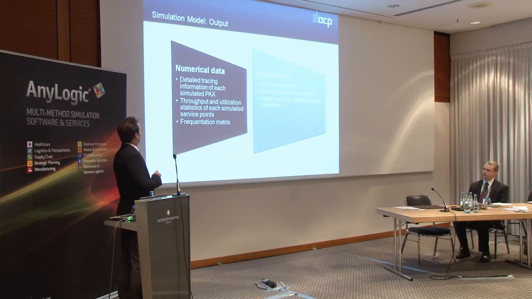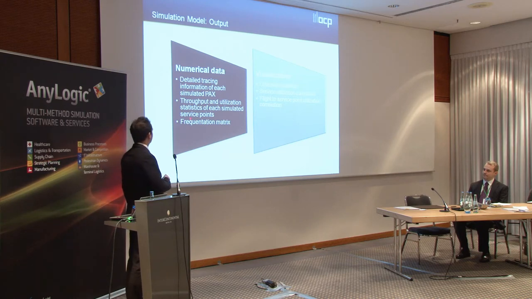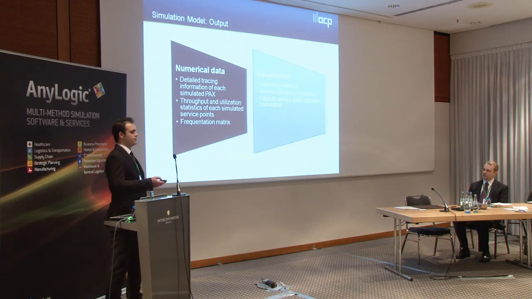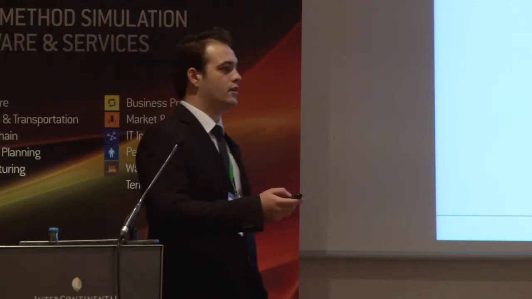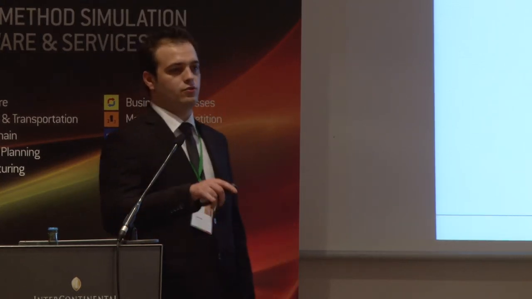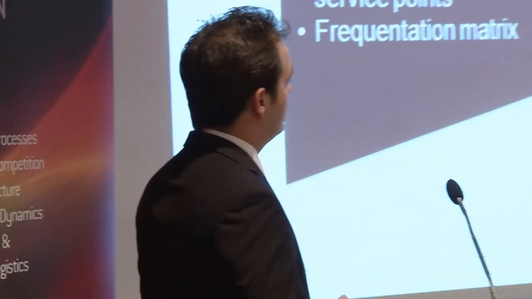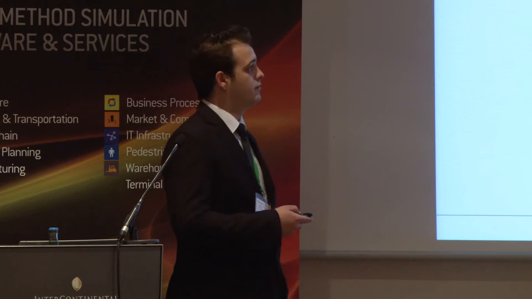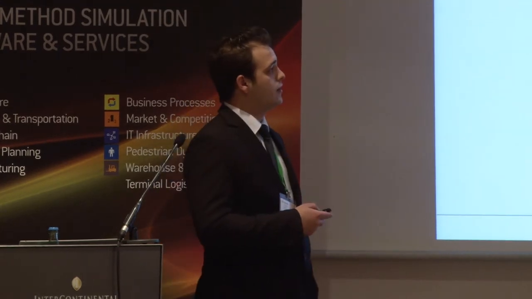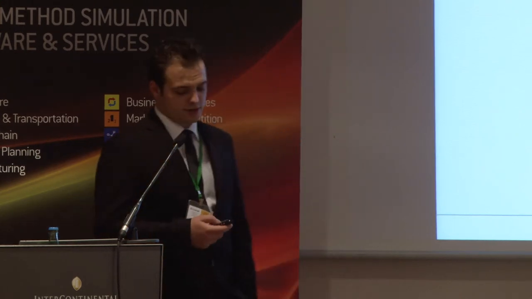By numerical data, we mean detailed tracking information, tracking and tracing of each passenger in the airport, throughput and other statistics for different service points inside the airport, check-ins, border controls, customs, and a very nice fragmentation matrix that I will show you when I run the video. For visualization, we have utilization statistics for all the presented, but in a nice visual form. Service utilization correlation, flight to service point utilization correlation as well.